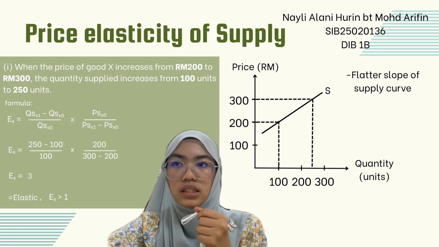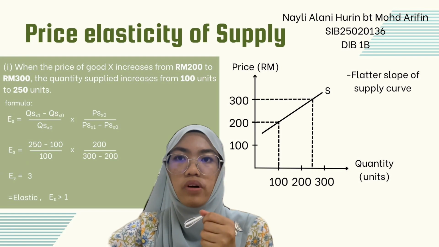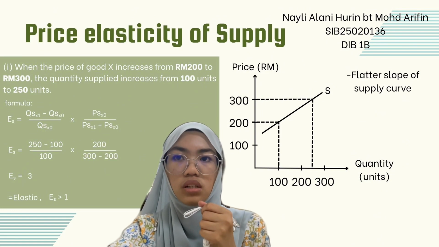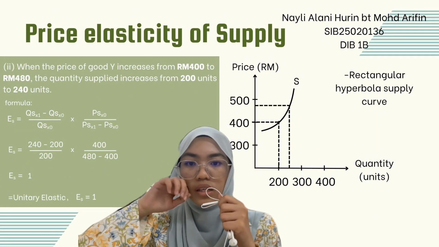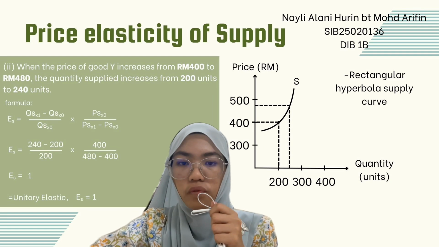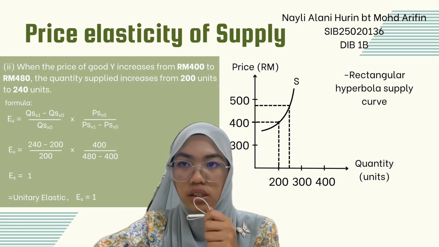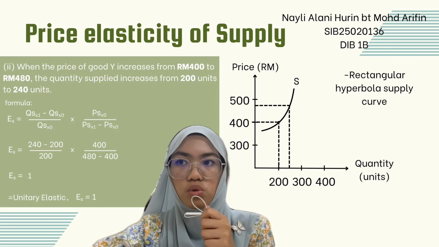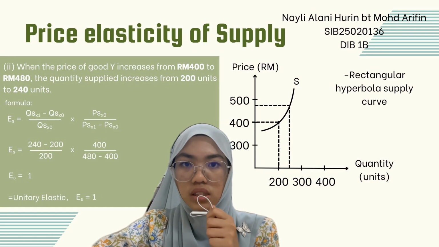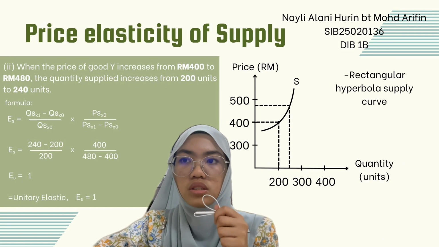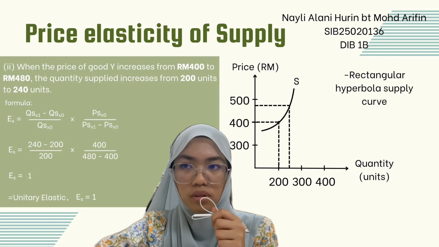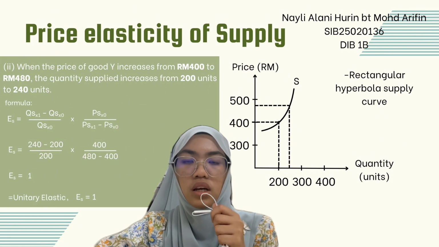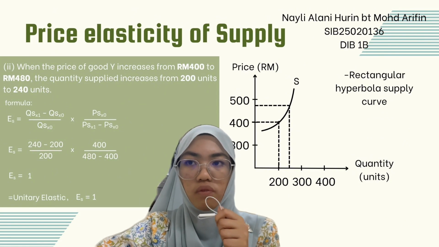The curve for the price elasticity of supply is a flatter slope of the supply curve. A change in the price of the goods causes a bigger percentage change in the quantity supplied. For the second one, when the price of good Y increases from 400 ringgit to 480 ringgit, the quantity supplied increases from 200 units to 240 units. The formula is the same as before, and it's 240 units minus 200 units divided by 200 units times 400 ringgit divided by 480 ringgit minus 400 ringgit.